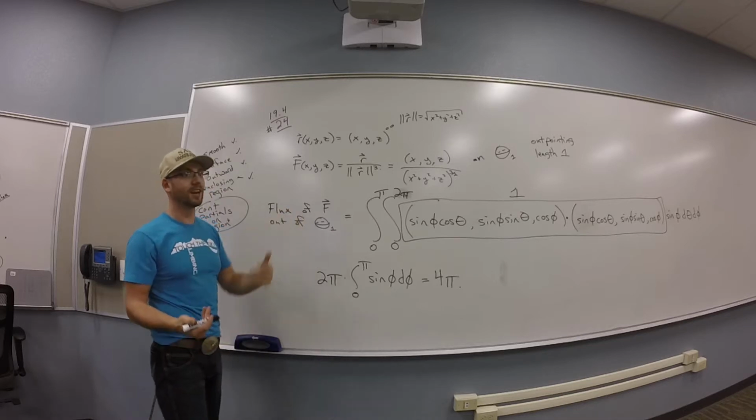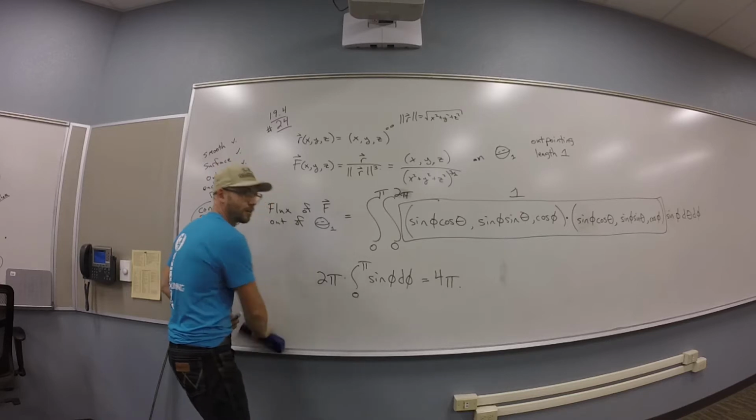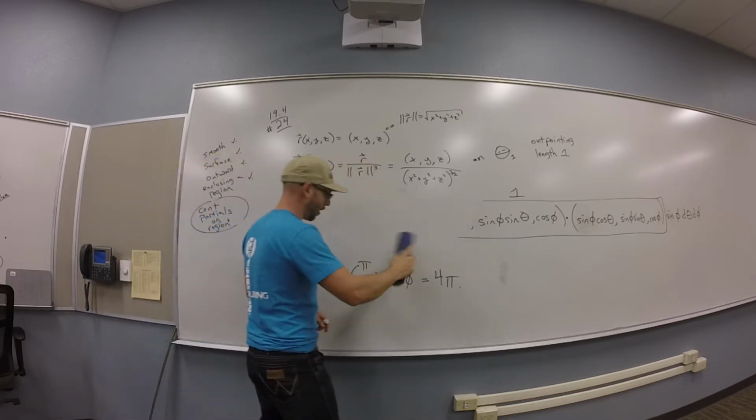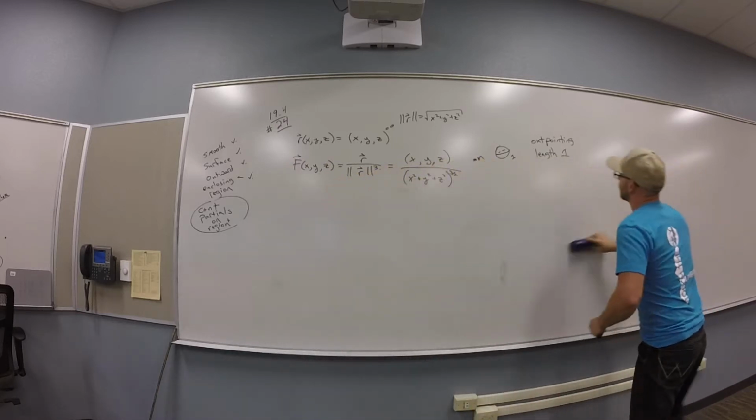I don't know. Let's calculate it. So that's what part B is anyway. So let's calculate the divergence there, and I think it'll answer our question. So remember, we got 4 pi.